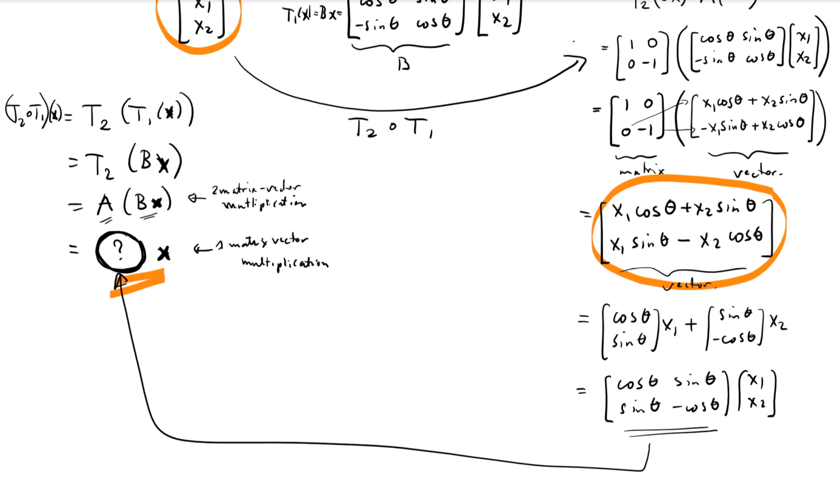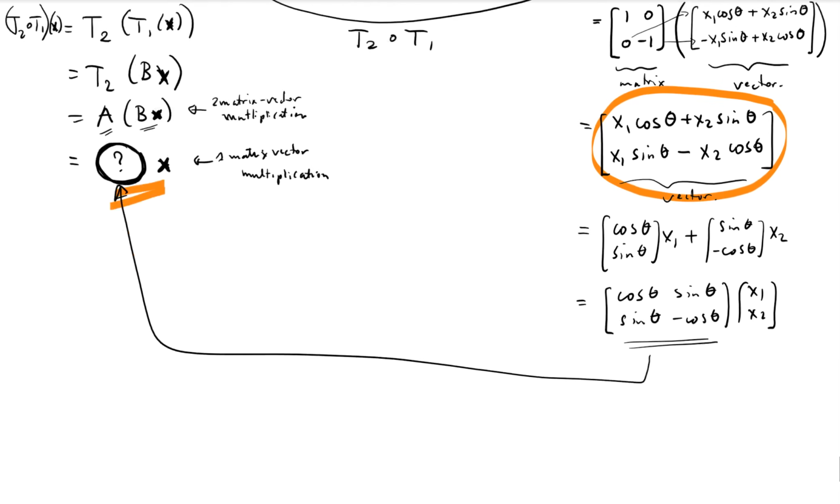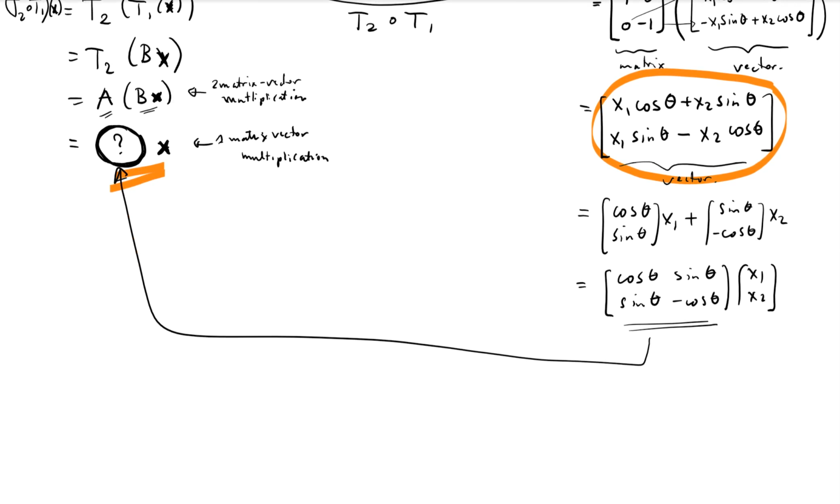That's the standard matrix of the linear transformation that corresponds to the composition of the two previous linear transformations. So actually we found the answer to our question. It's going to be cos theta, sine theta, sine theta, minus cosine.